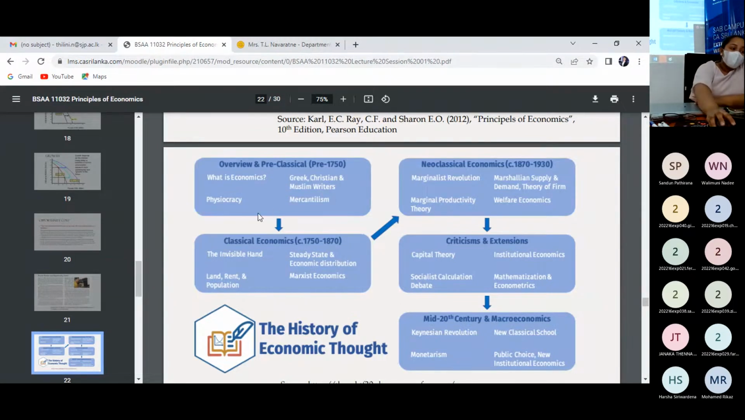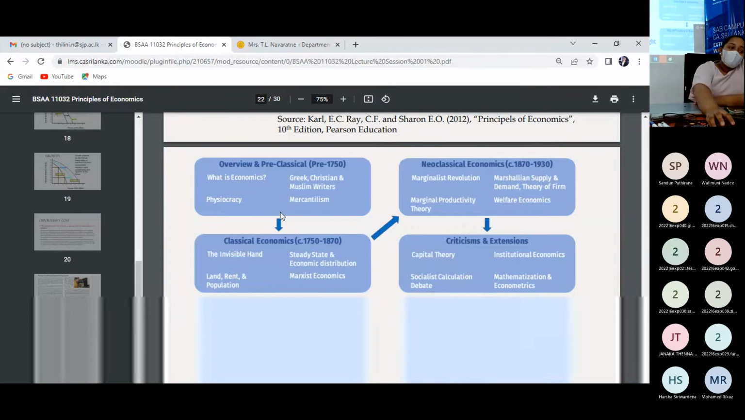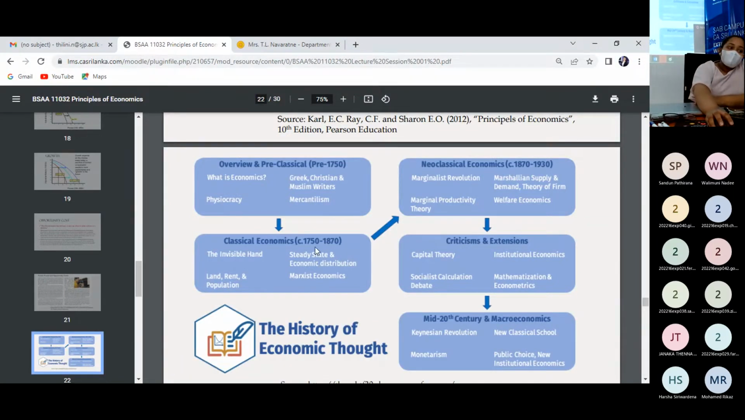Then, along with the advancement of education, we came into the classical economics period, from around 1750 to 1870. This is where the price or invisible hand concept came. Then land, labor, the rent for land, along with slavery, which you would have seen in movies and Netflix. Then people wanted to get a price for their labor, and those concepts came. Feudal lords and peasants, population. Then Marxist ideas, Karl Marx's ideas, came.